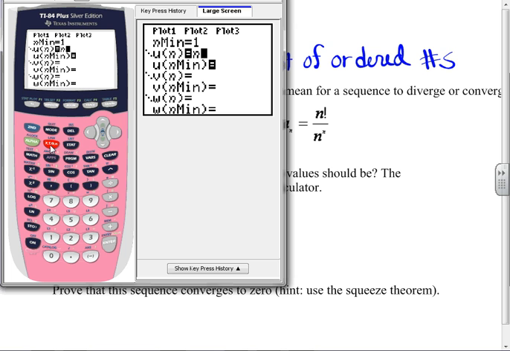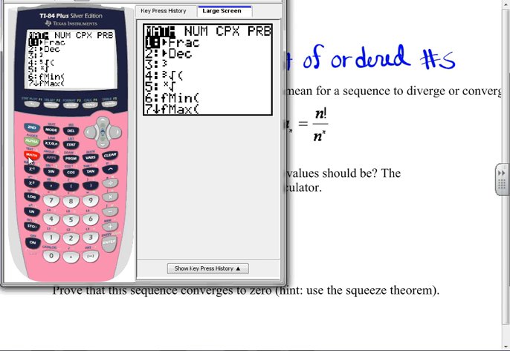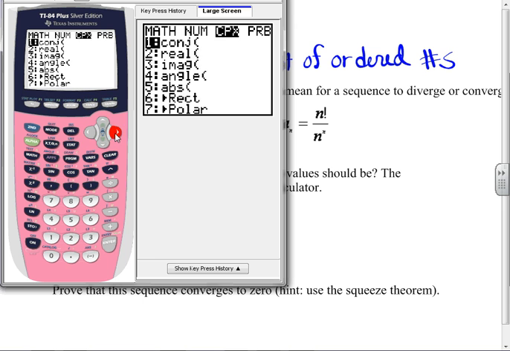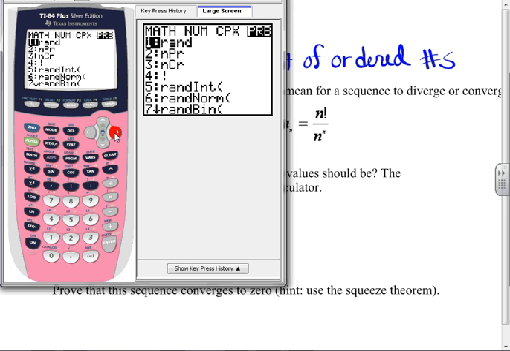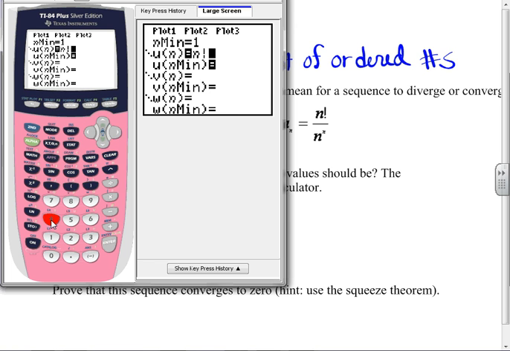Kind of nice. Do you know where factorial is? Math, Probability, it's 4. These are your combinations and permutations too, if you ever need those on an ACT or SAT. And then it's divided by n to the n.